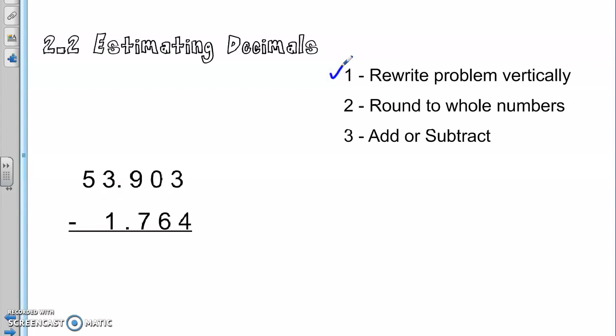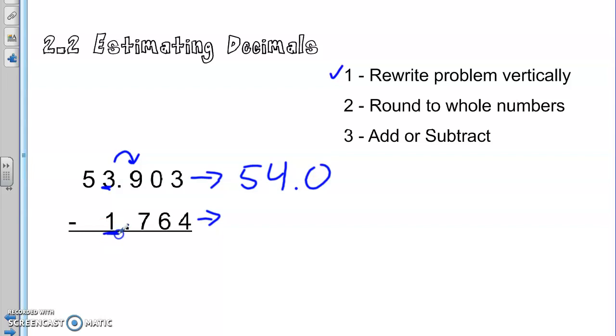You'll see right here we have 53 and 903 thousandths minus 1 and 764 thousandths. We're going to round to the whole numbers. I like drawing arrows to the right to show that I am going to round these numbers. All right. When we're rounding to the whole number, we'll look at the ones place. We'll look to the place to the right, and this is going to be 54. We're going to round up to 54 and 0 in the decimal place, 0 tenths.